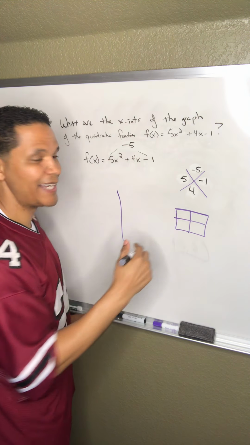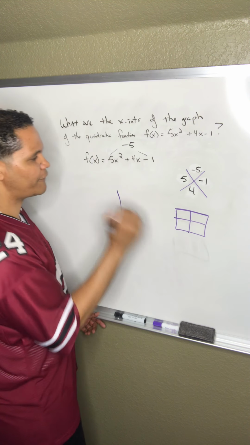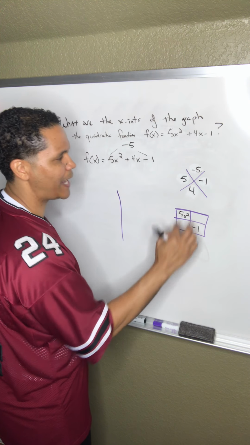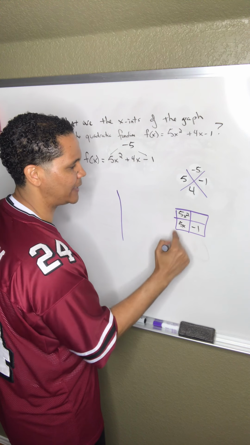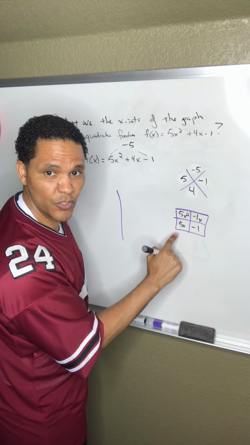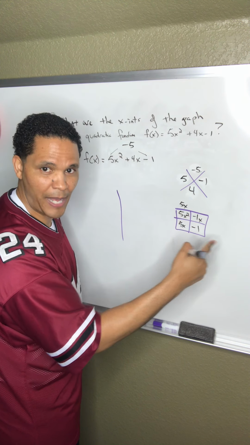Good. Now we're going to do the box method like we talked about before. We take our first term, put it in the first box. We take our last term, put it in the last box. We take our middle terms, put them in the diagonals, and we add the x, so 5x and negative 1x. Then we look at this. What does 5x squared and 5x both have in common? 5x. Now we can fill out the rest of the box.